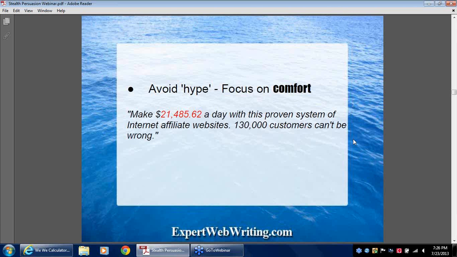Well, that sounds good because, I mean, who doesn't want to make $21,000 a day? The problem is that can just sound overwhelming to people, and it kind of scares people. It also sounds like, yeah, right. So you want to be careful about putting real numbers and using only the highest results and trying to hype up your business.